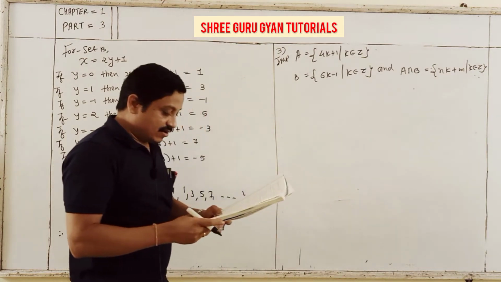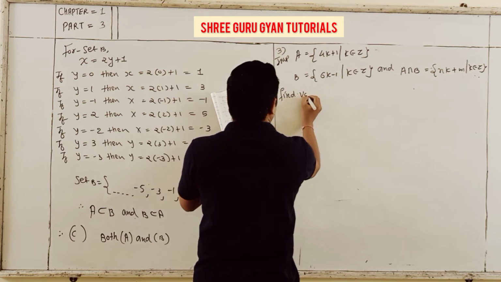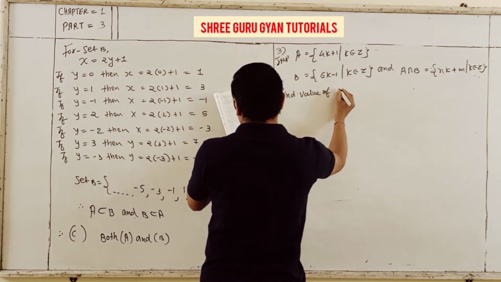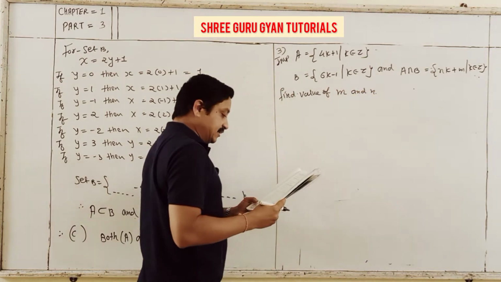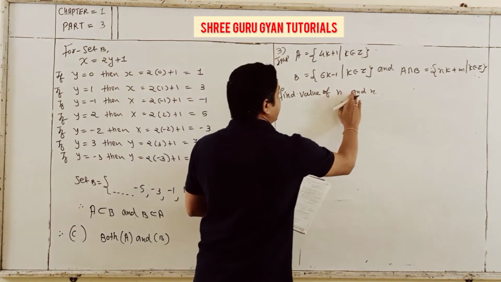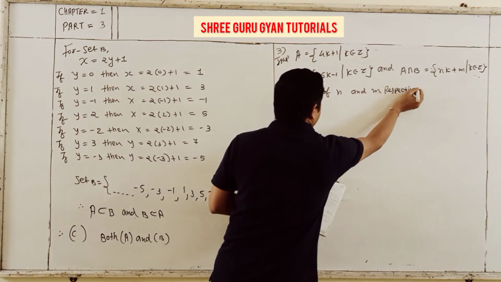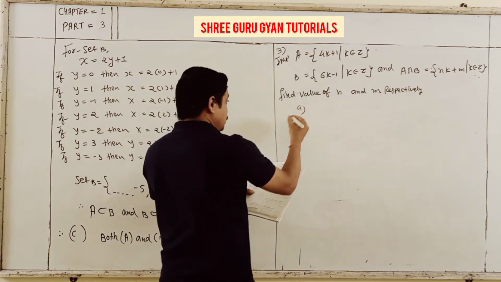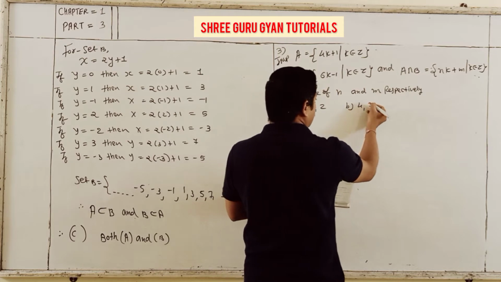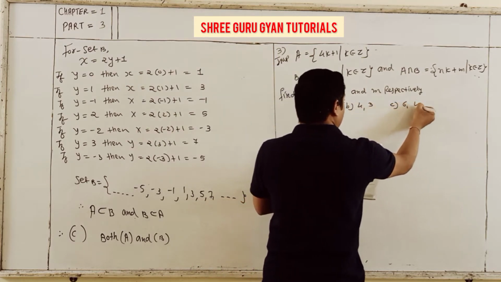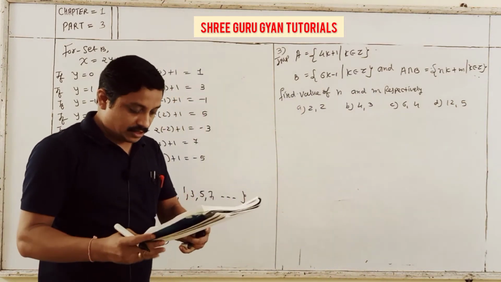Then asking here, find out the values of n and m respectively. By mistake I wrote n and m, respectively, and the options are printed: 2, 2; 4, 3; next 6, 4; and last, students, 12, 5. Very easy.